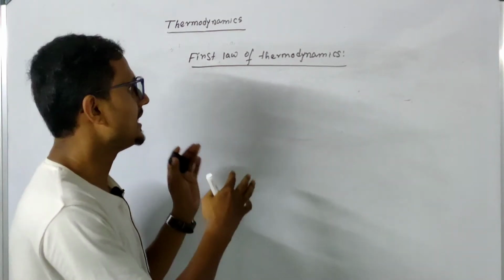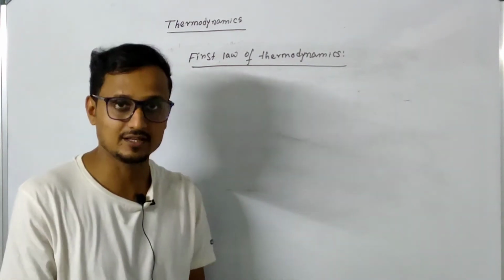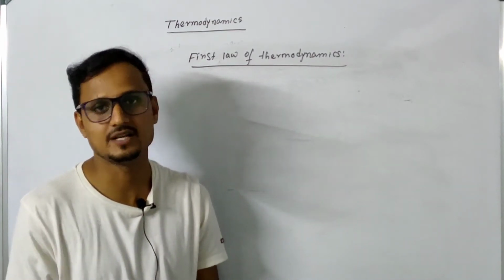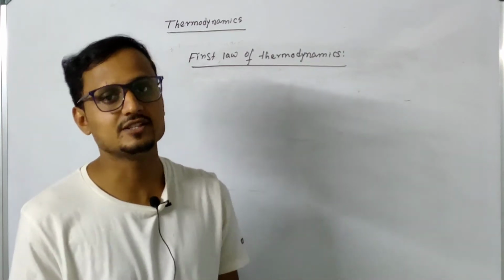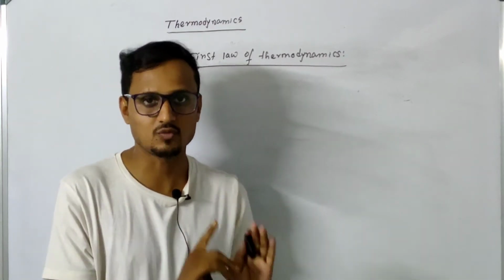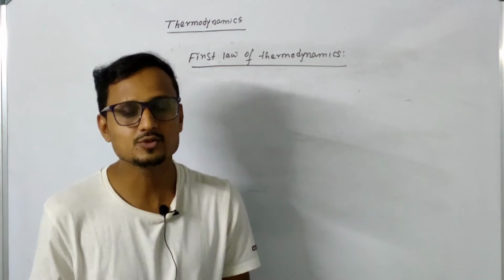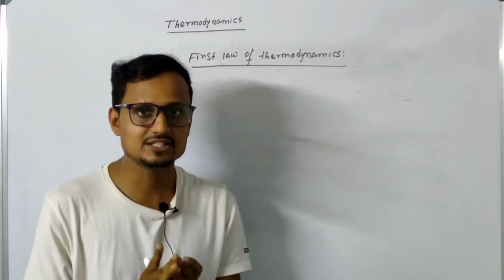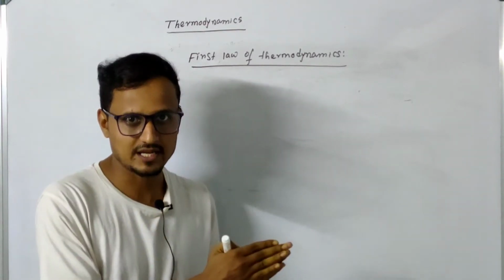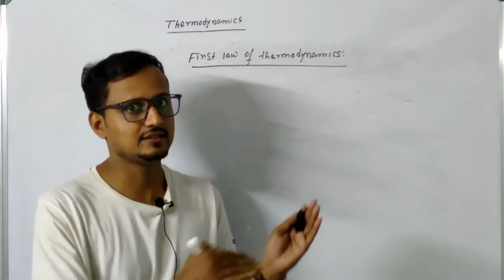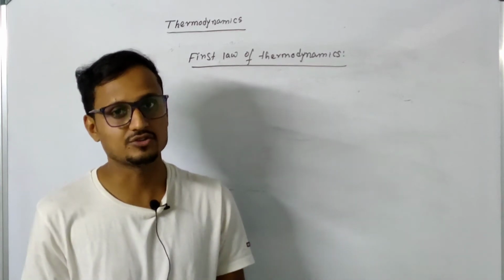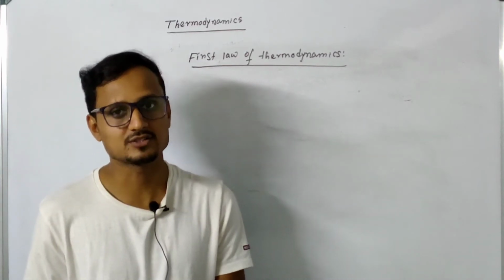There are many definitions or statements of this law, but all of them are more or less similar, and it is the law of conservation of energy. What is the law of conservation of energy? We know that energy cannot be created and cannot be destroyed, but it can transfer from one state to another. We can also say that the total energy of the universe is constant. This is another statement of the first law of thermodynamics.